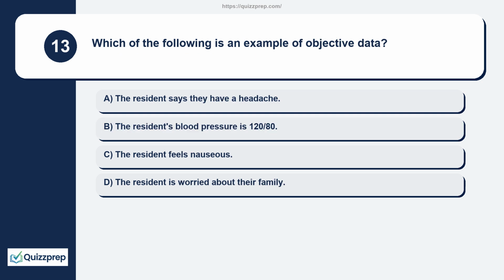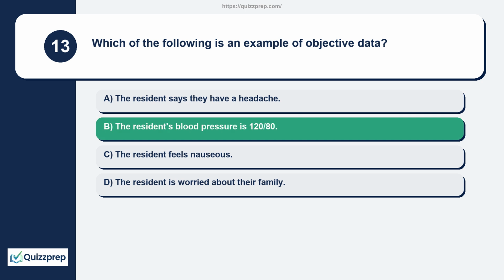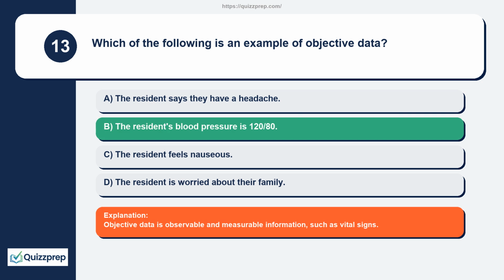Question 13. Which of the following is an example of objective data? The resident says they have a headache. The resident's blood pressure is 120/80. The resident feels nauseous. The resident is worried about their family. Objective data is observable and measurable information, such as vital signs.